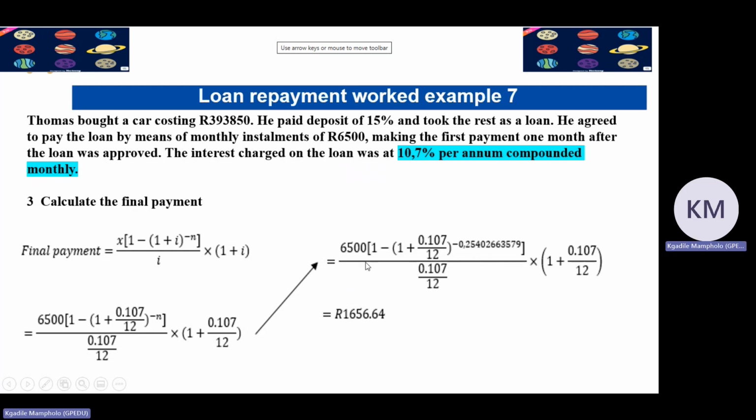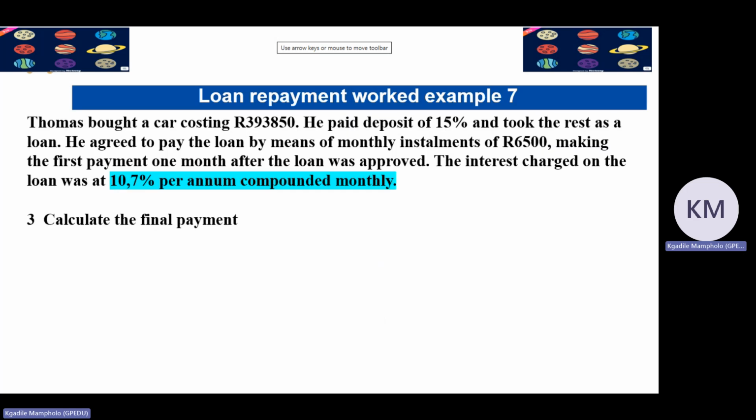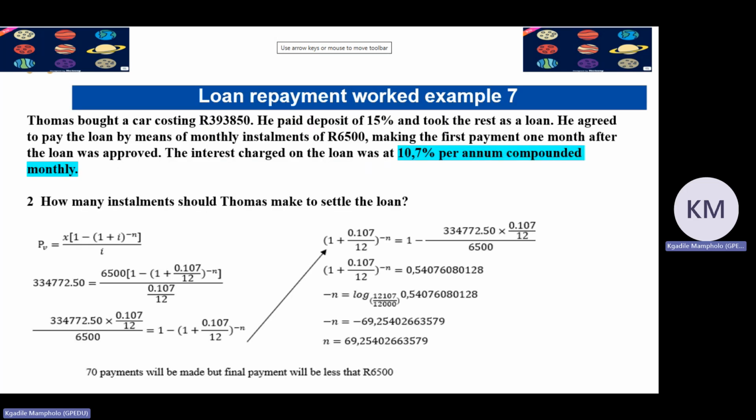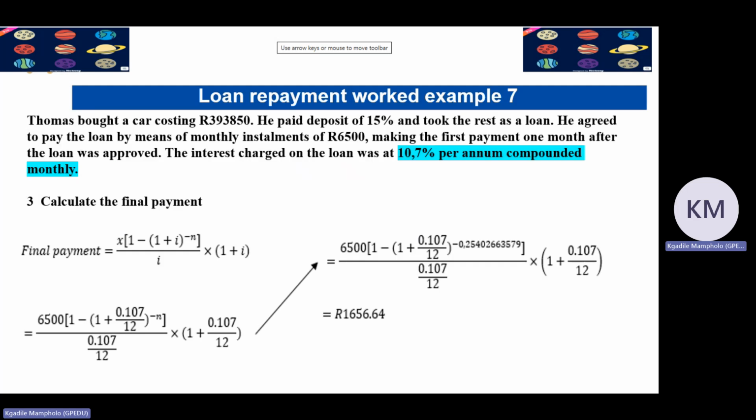The n will be the decimal that you calculated there, times the interest of the last month. Then it means the last payment will be 1,656.64 cents, meaning you'll pay the 69 payments as we've shown here. You'll pay the 69 payments of 6,500, and the last payment, which is the 70th, will be 1,656.64 cents.